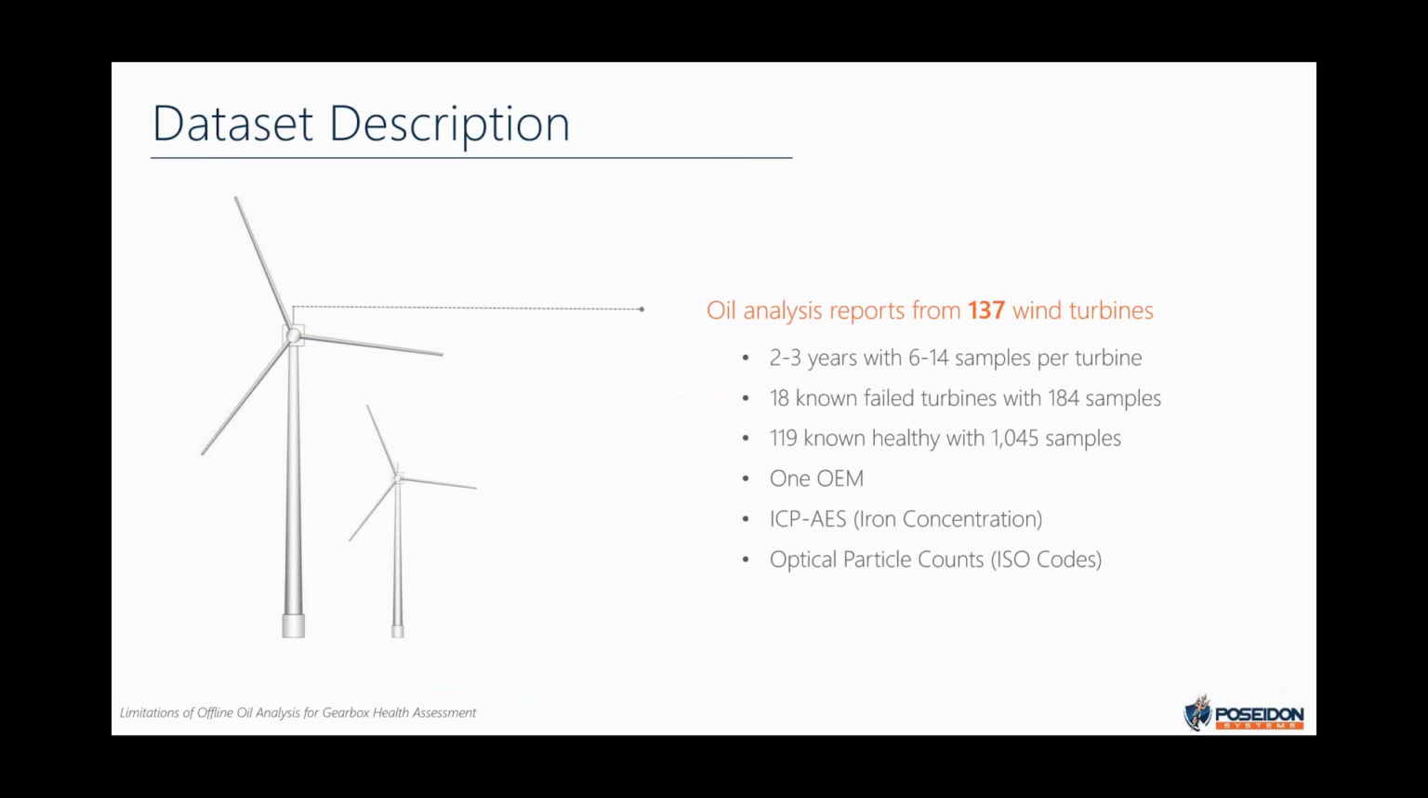Out of the 137 wind turbines, 18 had failures, which corresponded to 184 samples from oil analysis reports that should show signs of increased wear due to the failure. That leaves the other 119 as healthy wind turbines, which corresponded to about 1,045 samples.